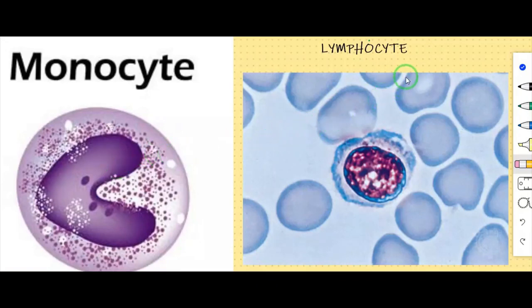Next one, lymphocyte. These are about 20 to 25% of the total leukocytes. Lymphocytes produce antibodies during bacterial and viral infections. So during bacterial infection or viral infection, these lymphocytes produce antibodies. So these are the two types of agranulocytes.